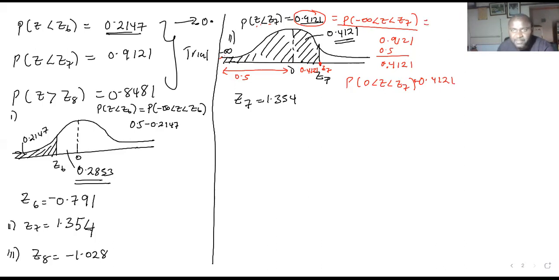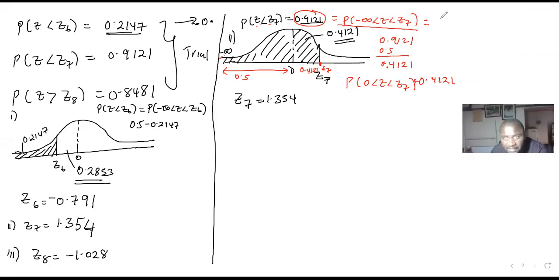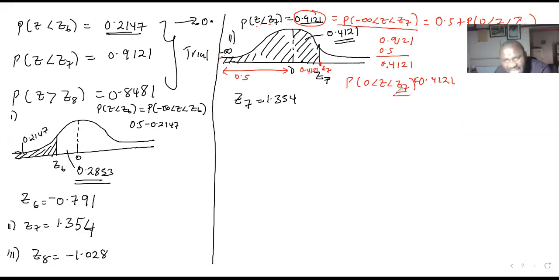Meaning this probability up here, the question, you added 0.5 plus the probability from 0 less than Z less than Z7. Do you agree? Yes. Now you ask yourself, what value of Z7 did we read to give us this probability? Do you have the table? Yes, I do. Go to the probabilities and look for 0.4121. Someone send me the table, page 51. I only got page 50. Okay, I have it, I've seen it.